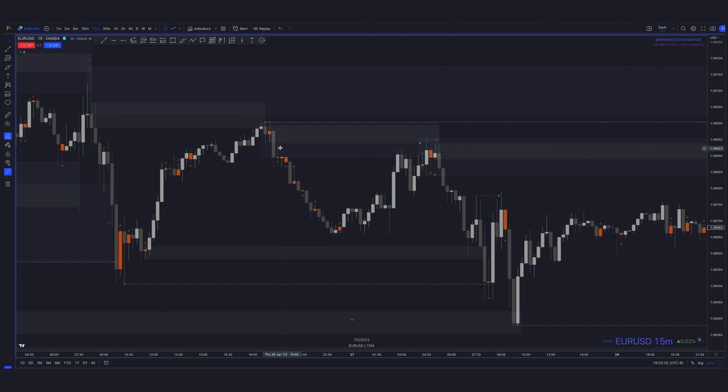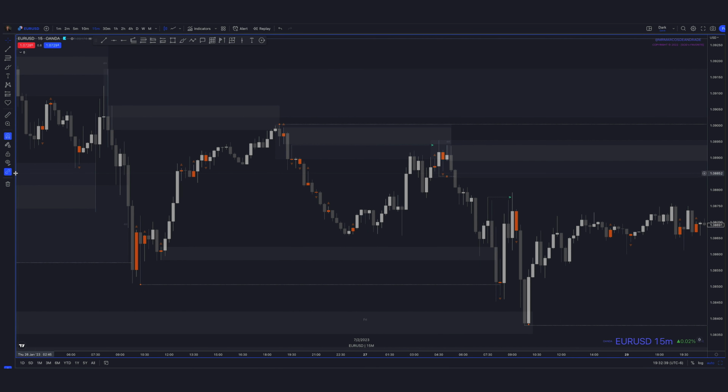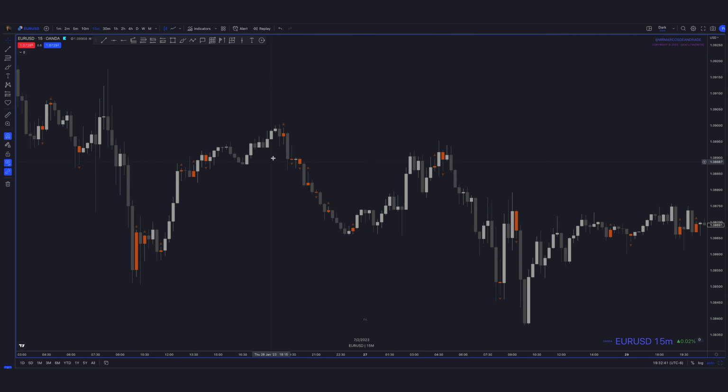Okay, so another example here. Remember, this was inducement to this area. Let me try to hide this. So we came here, we had a pullback, we had a push. Price came, reacted to this demand, and then we had a CHoCH here, boom, CHoCH. So when we had a CHoCH, we had this little pullback here.